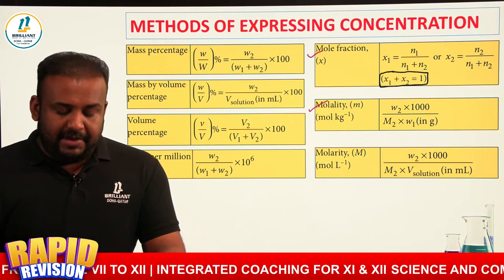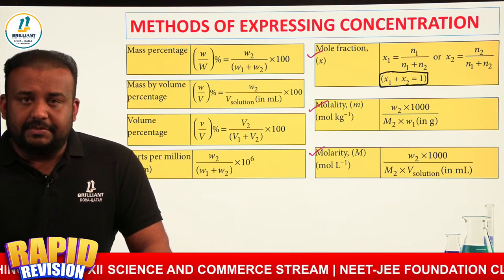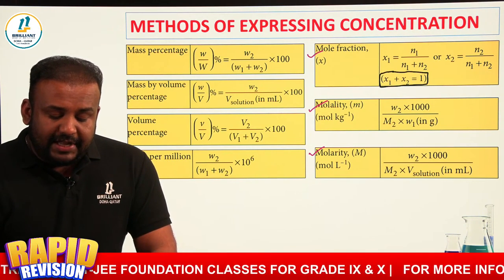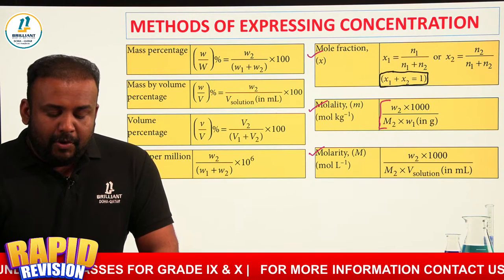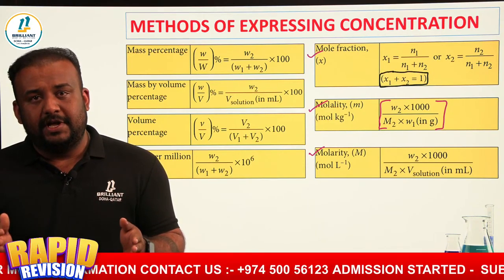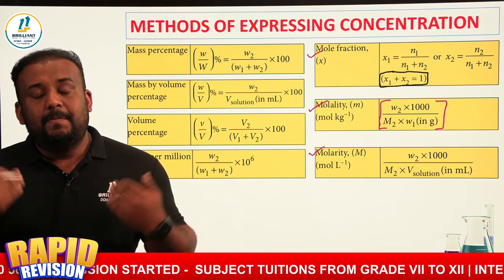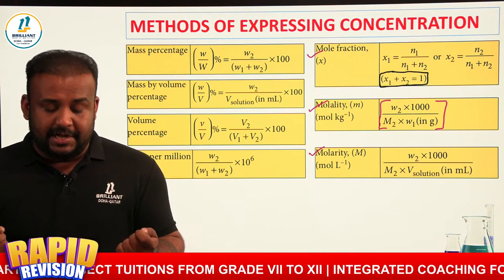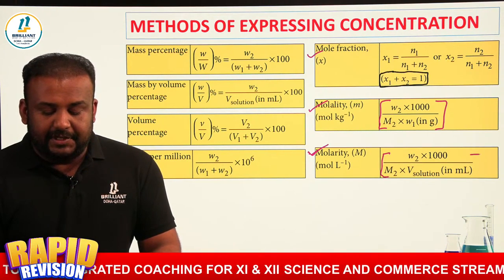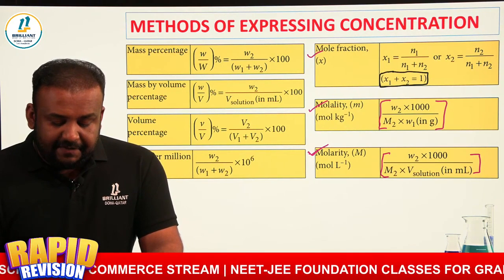Now the next two concentration terms are the most important ones. One is molality and the other is molarity. So what is the meaning of molality? Molality is simply defined as the number of moles of solute per kilogram of the solvent. This is very important. Whereas molarity is the number of moles of the solute per liter of the solution. All of you must remember this difference clearly.